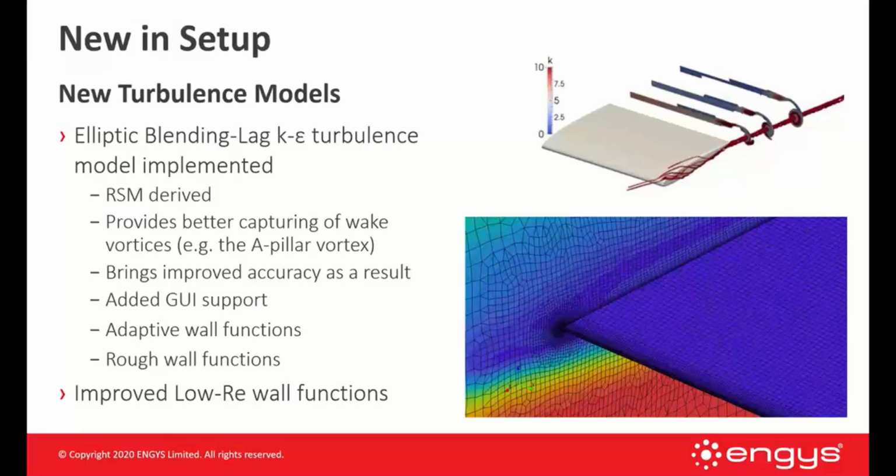And you can run this with both low Reynolds and high Reynolds meshes, so we have adaptive wall function for this. And also we have a rough wall function in case you want to account for roughness. And finally, we improved the low Reynolds wall function, which was previously made available in the previous version of HELYX, with a new implementation.